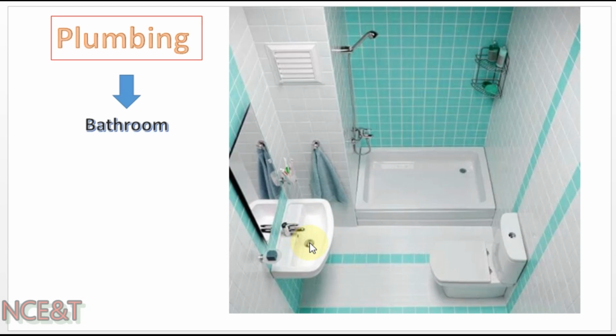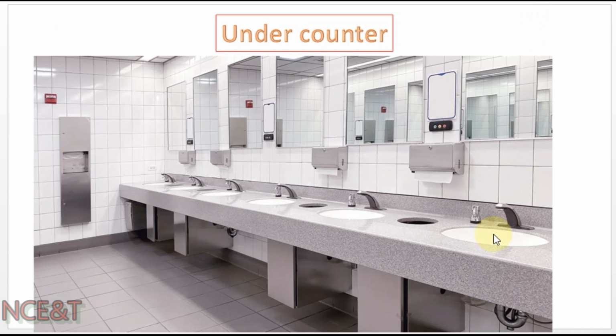Wash basins are of four types. Number one, under counter lavatory. These are fixed from the bottom in the counter, and they are more suitable for cleaning purpose for the counter and are used in public toilets.